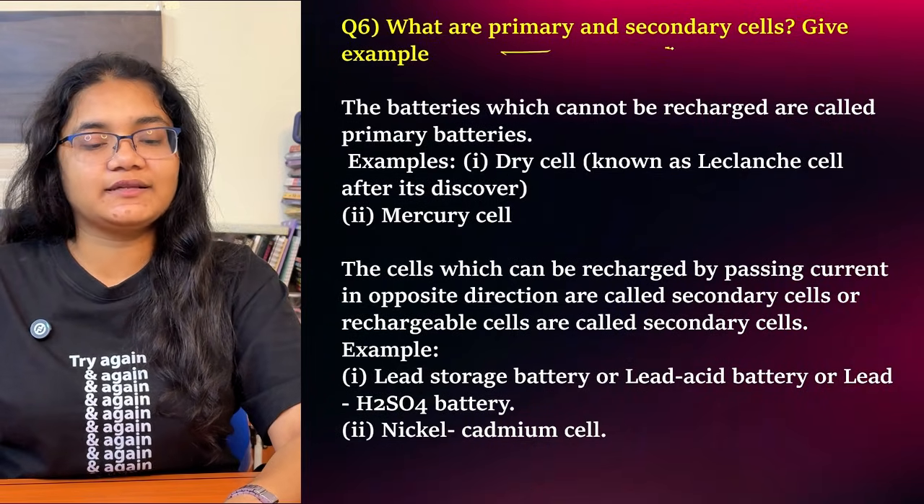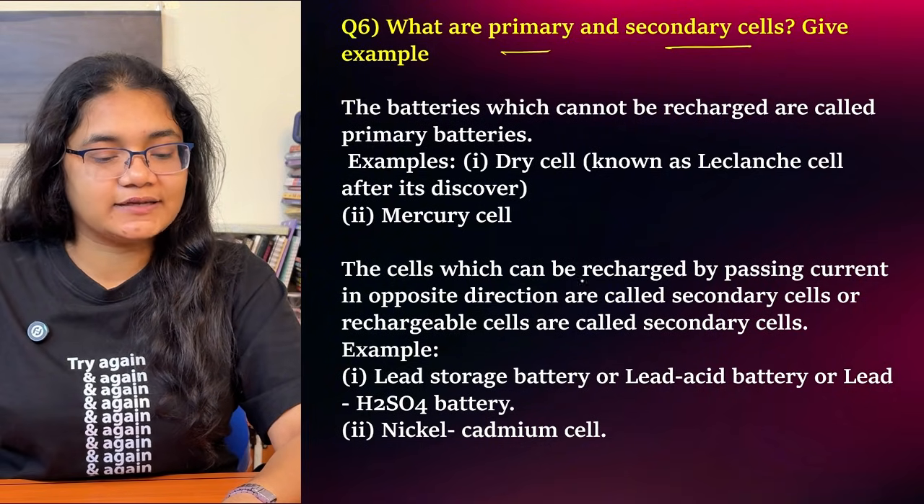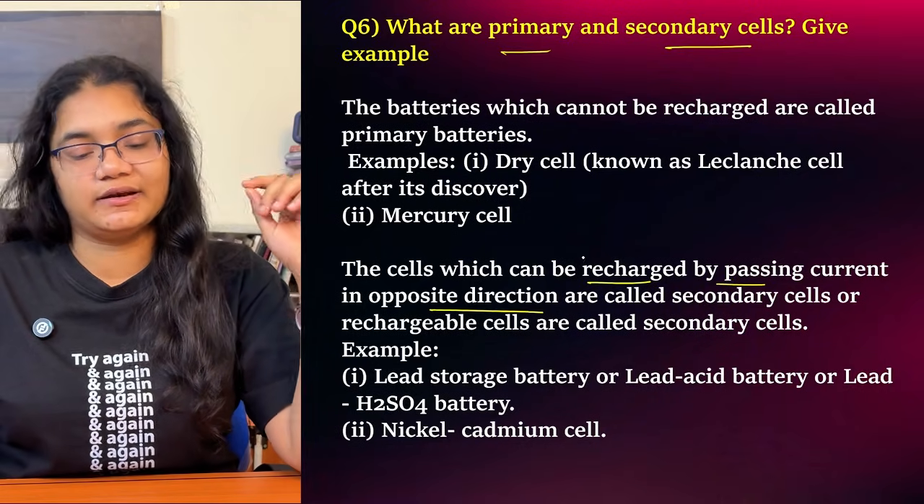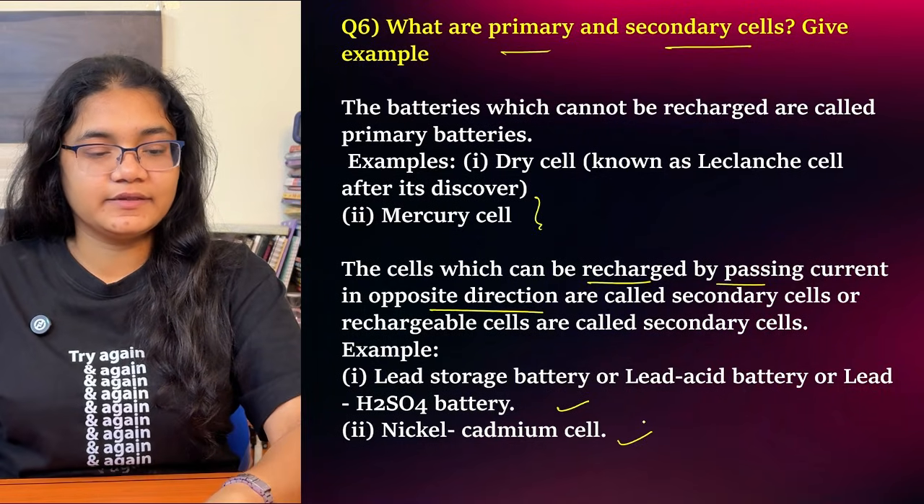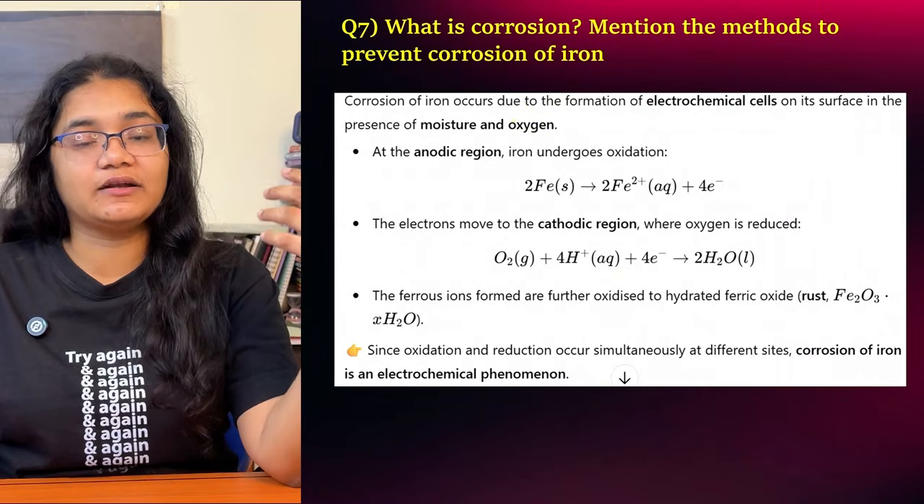Next is, what is primary and secondary battery? Very simple question. Primary battery is one which cannot be recharged, and secondary battery is one which can be recharged by passing current in the opposite direction. Example, dry cell, mercury cell, lead cell, and nickel cadmium cell. Next, what is corrosion, and mention the methods to prevent the corrosion.